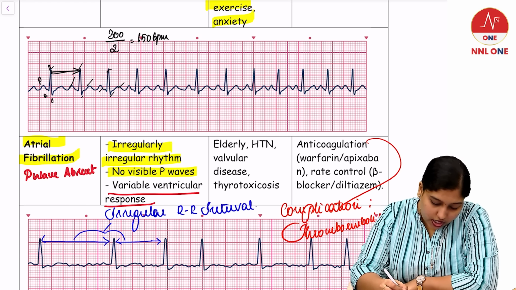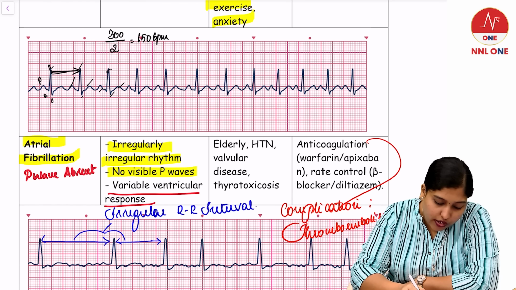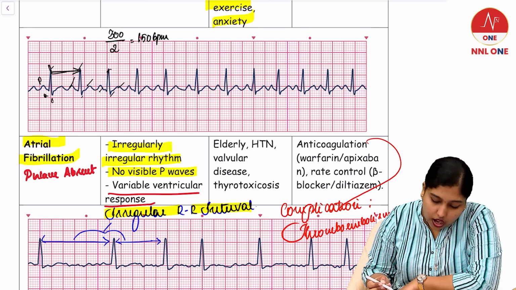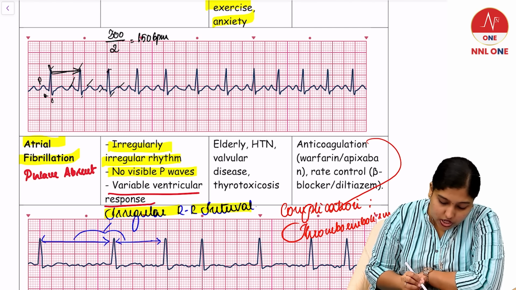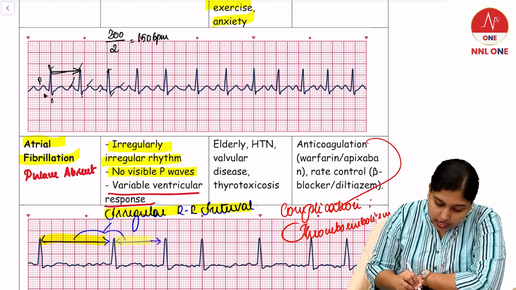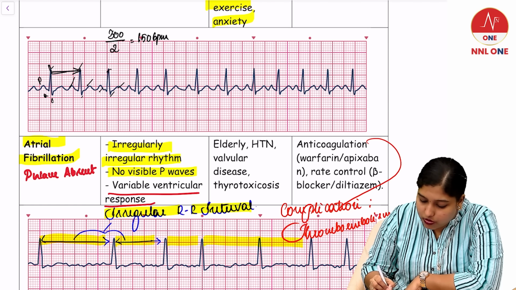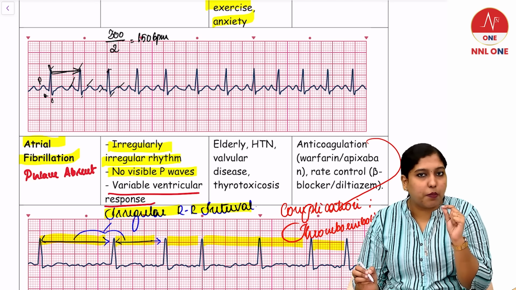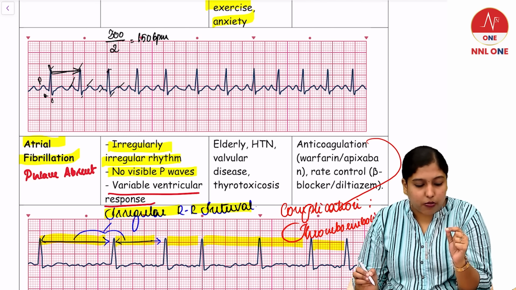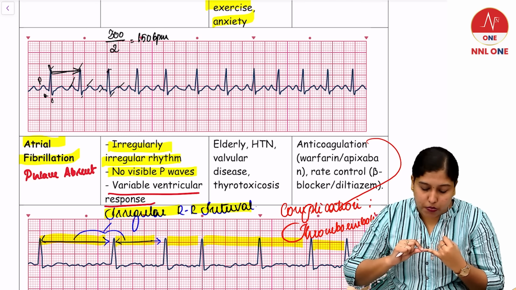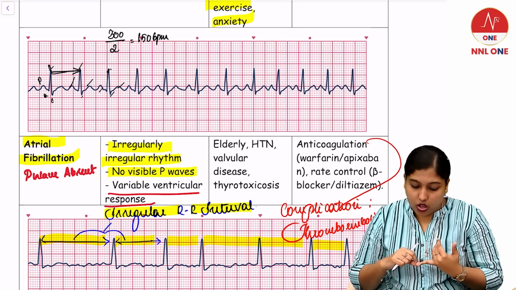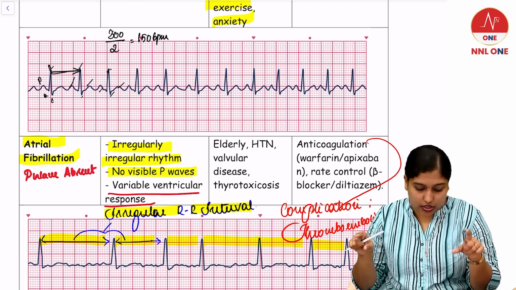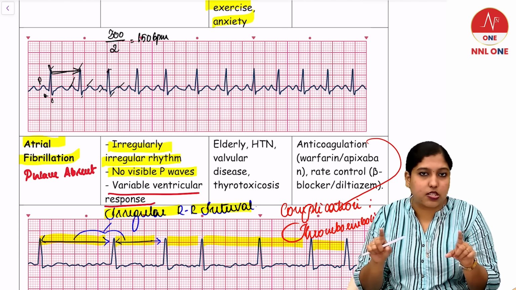And the most important thing you have to see: what does irregularly irregular rhythm mean? It means there will be irregular RR intervals. If you look at the RR interval in the first cycle and in the second cycle, the RR interval is very much irregular. This is the classical finding by which you can identify that the patient is in atrial fibrillation. The first and foremost point to remember is that it is an irregularly irregular rhythm, which means there will be so many disruptions in the RR interval.